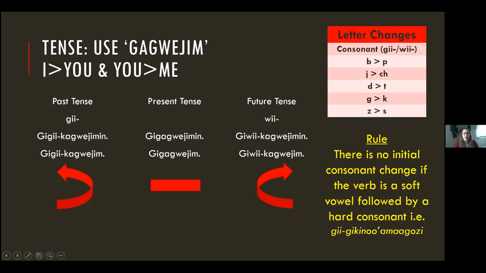Okay. You can see that letter change there. Okay, G to K with the tense. Okay. So there's no initial consonant change if the verb is soft vowel followed by a hard consonant. That's something that you tend to learn as you go, but most of the verbs will change.